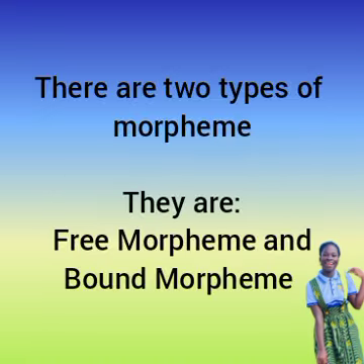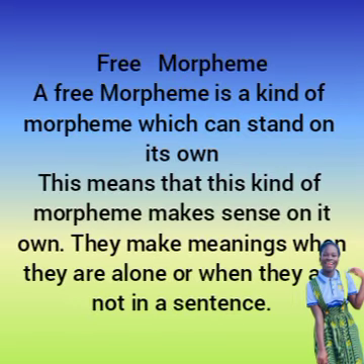Types of morpheme. There are 2 basic types of morpheme. They are free morpheme and bound morpheme. Free morpheme. A free morpheme is a kind of morpheme which can stand on its own. This means that this kind of morpheme makes sense on its own. They make meanings when they are alone or when they are not in a sentence or context.